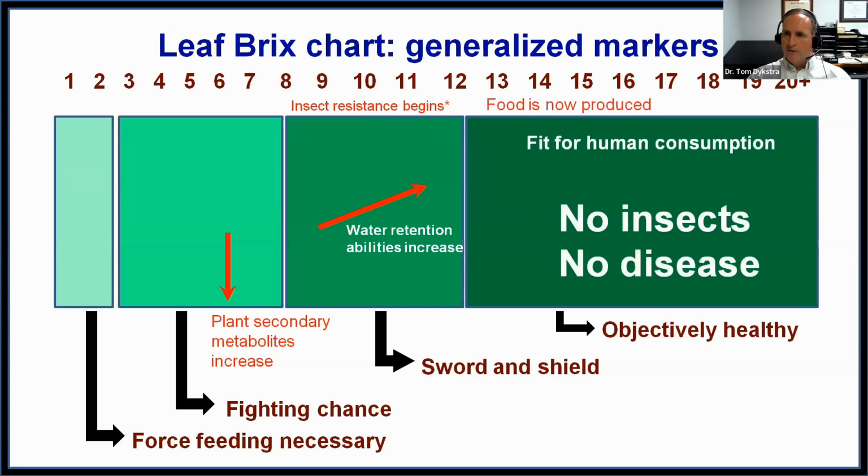These plants are doing so well that there are no insects attacking it. There are no diseases attacking it. Food, in my opinion, is now being produced. It is now fit for human consumption. It's the type of food that we want to be eating for a good, healthy, long life and to avoid diseases ourselves. And this is something which we are all looking to attain.